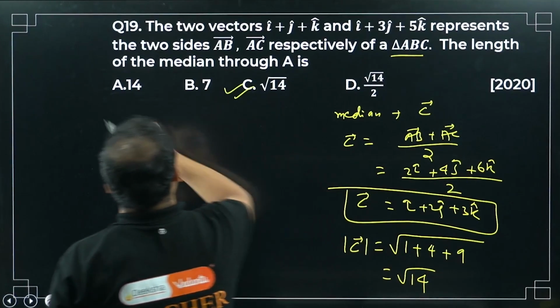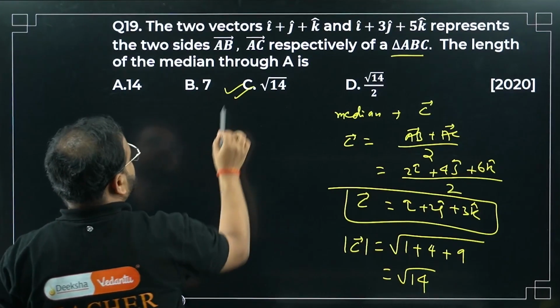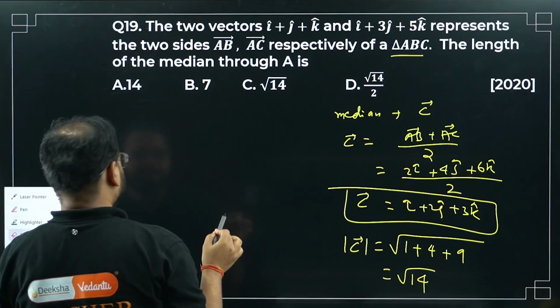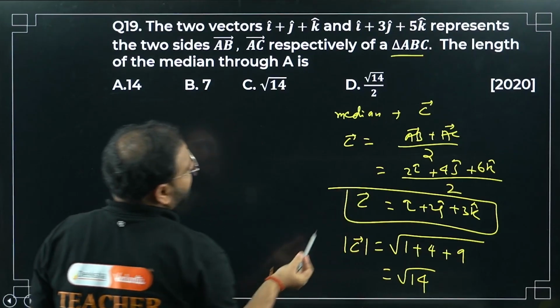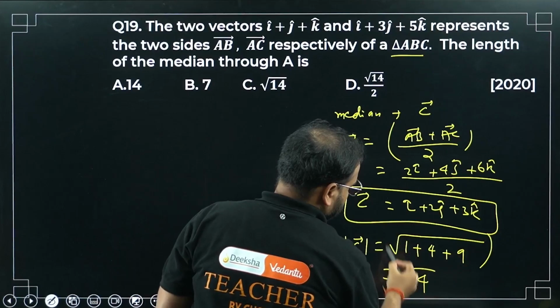Answer is like this. Option number C. Not C, sir. We're looking for the length, right? Length will be what? Divided by 2, no? So divide by 2, sorry. This whole thing divided by 2.